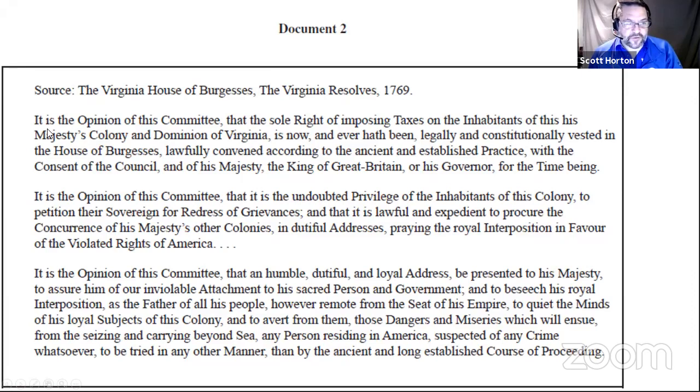In the first paragraph, of course, they talk about how the right to tax is legally and constitutionally vested in the House of Burgesses, the local legislature, as opposed to the king. But they're not being disrespectful, and they're certainly not declaring independence at this point.